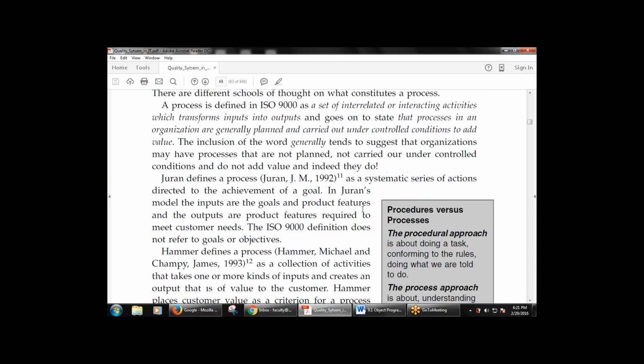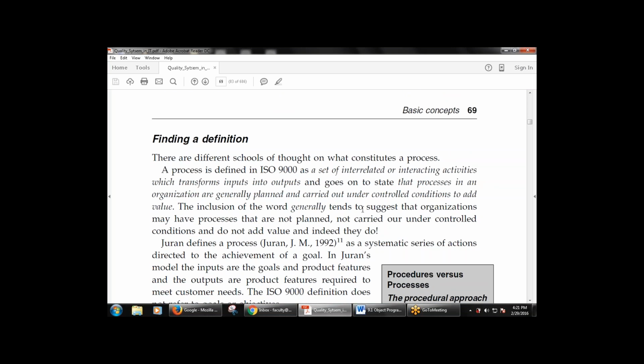The next is finding a definition. What is the definition? A process is a set of interrelated or interacting activities that transforms input into output. A process in an organization is generally planned and carried out under controlled conditions to add value. So we give the input, there is processing, and then the output is generated. This is the definition.